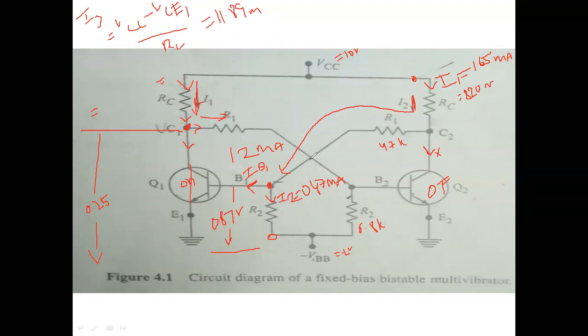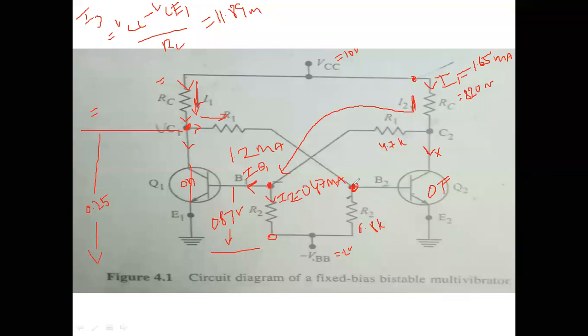Now we need to find the current coming through R1. Here the voltage is VBE. Let us assume the current is I4. In order to find this I4, this is VBE, but we don't know this VBE voltage because this is an off transistor. For the on transistor they have given it, but here we don't know the VBE.